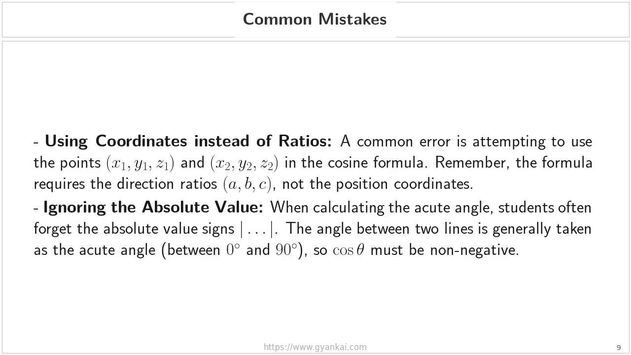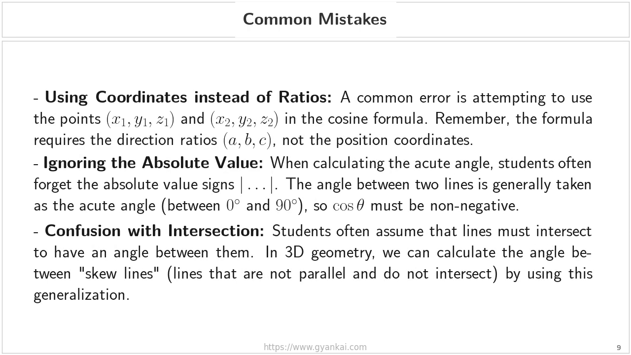Finally, don't let the concept of intersection confuse you. A common misconception is that two lines must actually touch or intersect to have an angle between them. However, in three-dimensional space, we have something called skew lines. These are lines that are neither parallel nor intersecting. Because of the generalization principle we learned today, we can still find the angle between these skew lines just as easily as any other. As long as you have the direction ratios, the formula works, regardless of whether the lines meet in space.